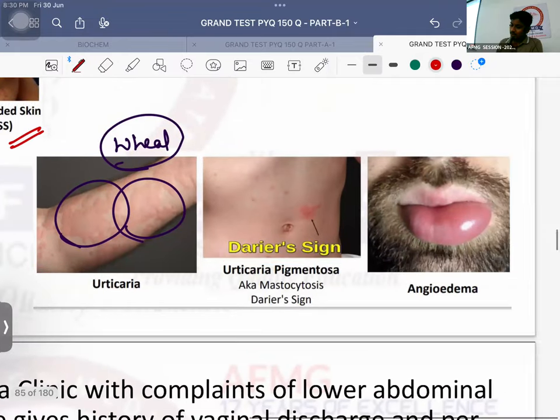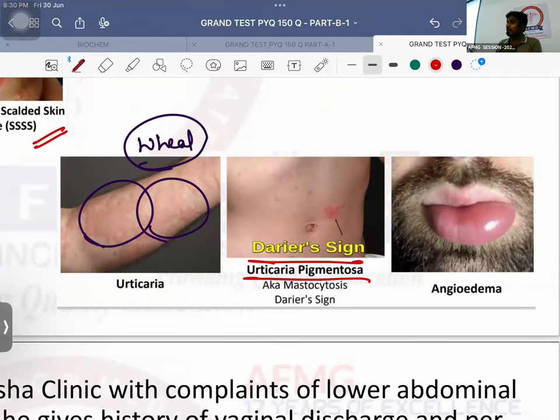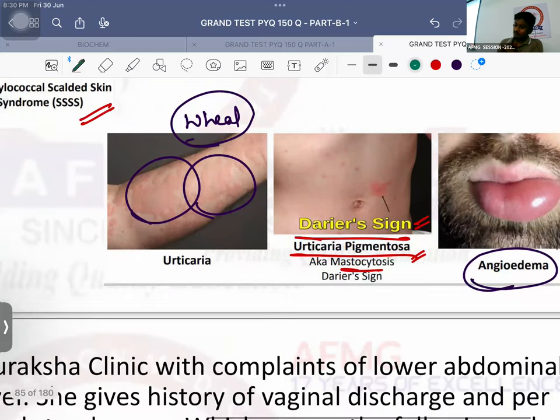Okay? This is Darier's sign. Darier's sign is seen in urticaria pigmentosa. Urticaria and urticaria pigmentosa are two different diseases. Please remember, Darier's sign is a feature of urticaria pigmentosa, which is also known as mastocytosis. Why? Because if we stroke the lesion, what is going to happen? The mast cells will degranulate, releasing a lot of histamine, and that will cause vasodilation, leading to that redness known as Darier's sign. Okay, so that's important. No issues with this.